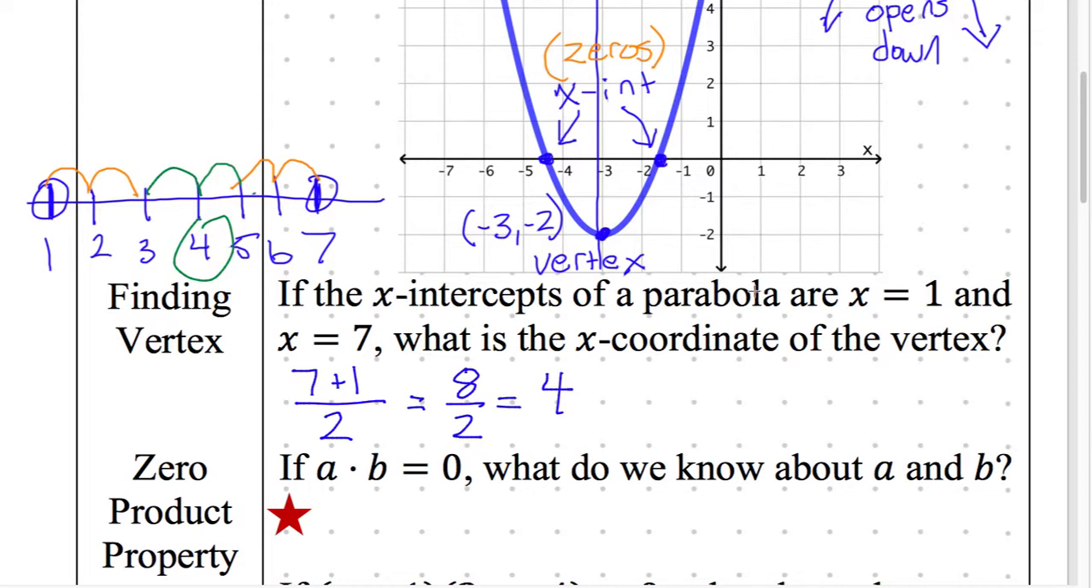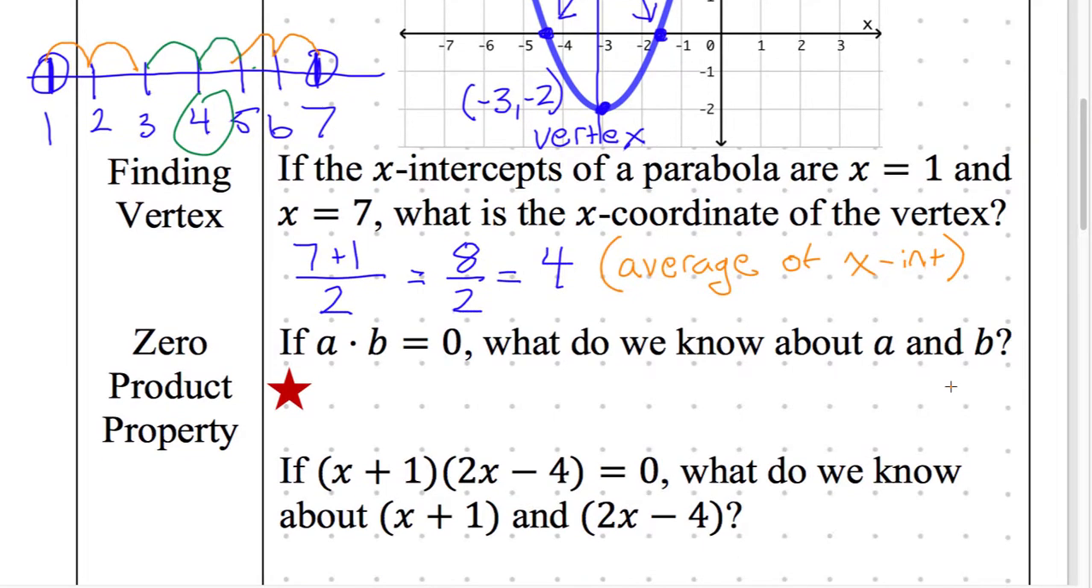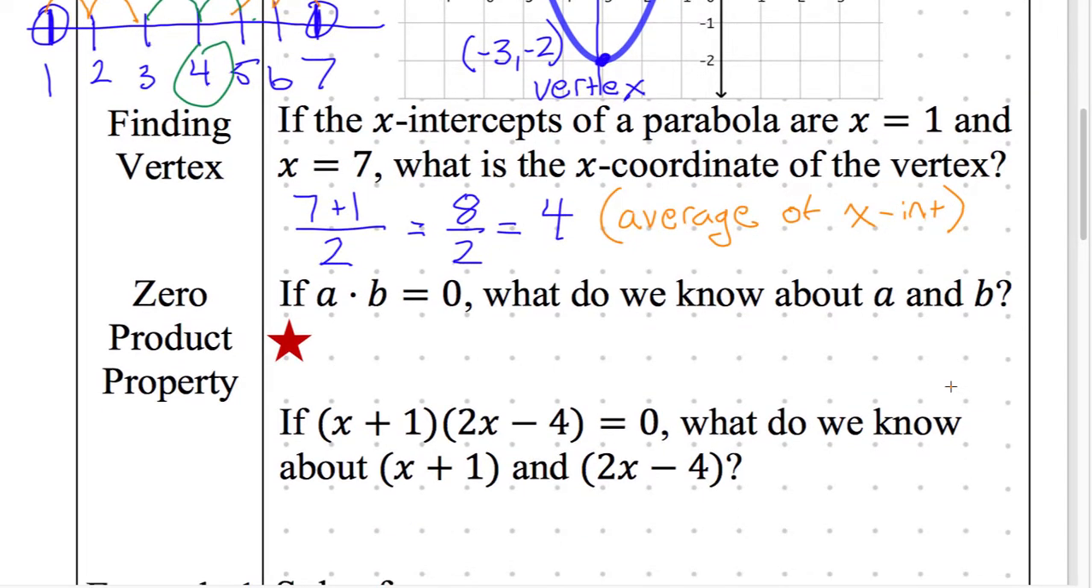I'm going to put in yellow. You don't need to write this if you don't want to, but I like thinking of it as the average of the x-intercepts. Mainly, you just add them together and divide by 2. We're going to be doing the same thing over and over, so be ready for it. You're only going to do like 1 or 2 problems today on the homework, but tomorrow you're going to be doing tons of these.